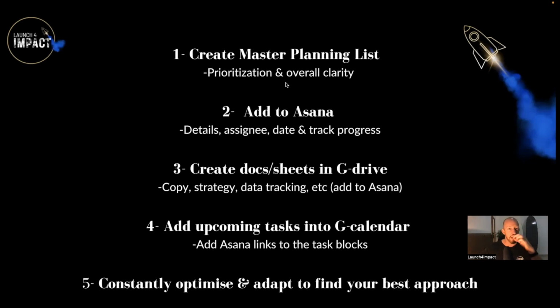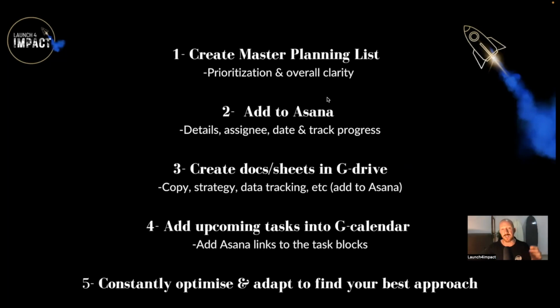So the first step is we create a master planning list, which is just a sheet. I'm going to show you each of the steps as we work through. It's basically a sheet where we add all of our projects, deliverables, and everything else. It's a big overview where we can see everything in one place, because the only thing with Asana is sometimes things get scattered around. You can still add lists within Asana, but we've just found this to be effective for us. So first of all, we've got a sheet with our master planning list, which we use for prioritization and overall clarity with everything we've got within our business.